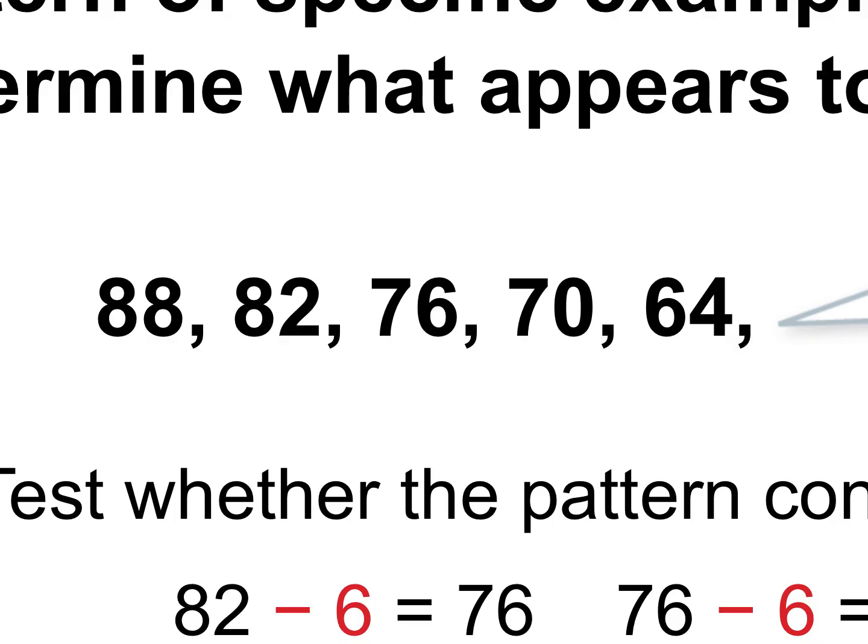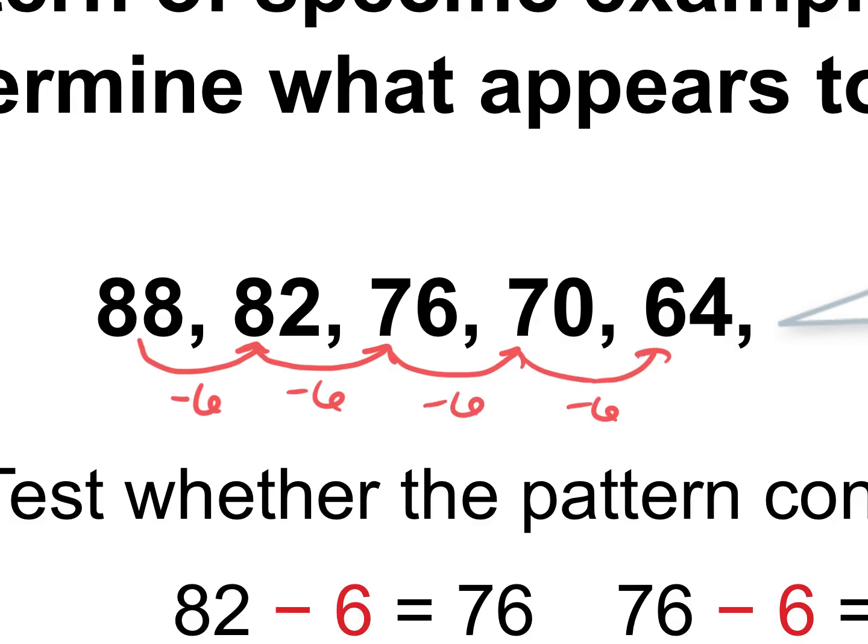So you're going to start with the first term. How do I get from the first term to the second term? Subtract 6. Can I assume all of these are subtract 6? No, you've got to check. How do I get from here to here? Subtract 6. Here to here, subtract 6. Here to here, subtract 6.